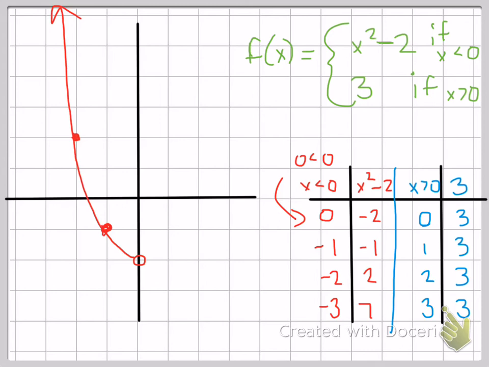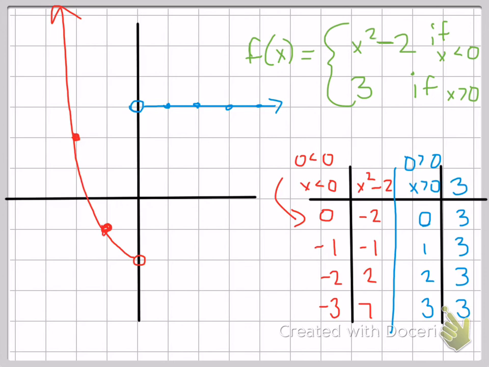My other piece is a constant piece. So my first dot's at 0, 3, and again this is an open dot because 0 is not greater than 0. But all the other dots are closed because 1 is greater than 0, 2 is greater than 0, and so on. And this piece will continue to grow to the right.